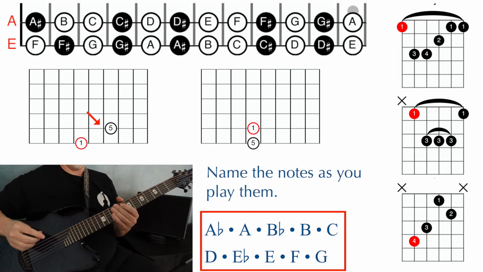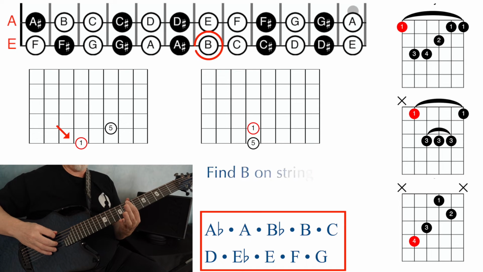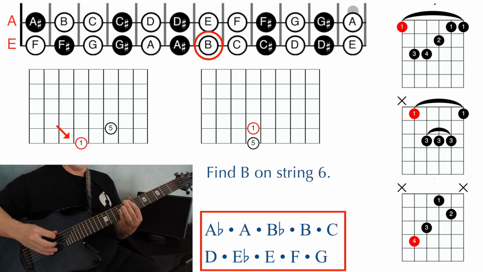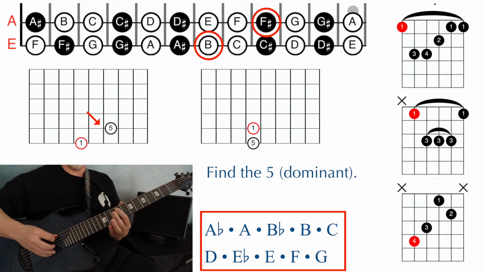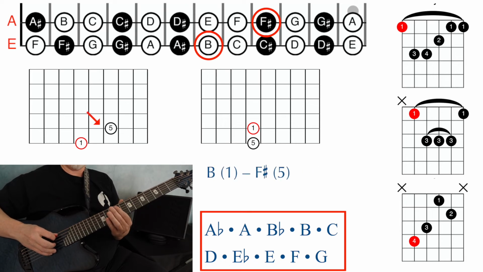Let's do this with B. So you'd find your B on string 6, fret 7. And then your 5 is going to be 2 frets to the right, 1 string down. That's going to be F sharp, so B, F sharp, or 1, 5.